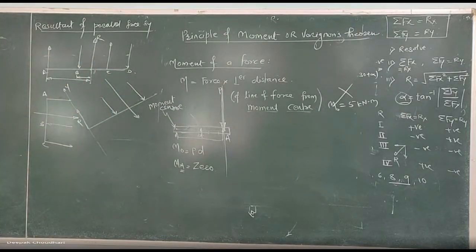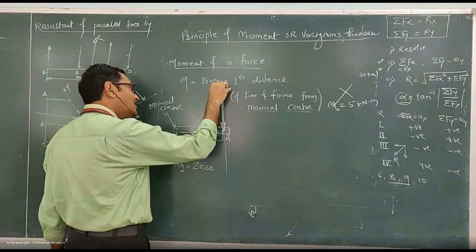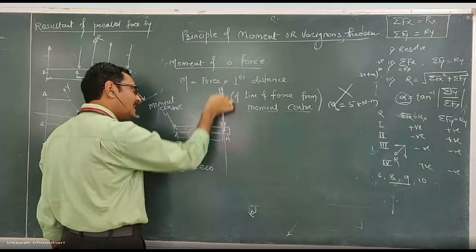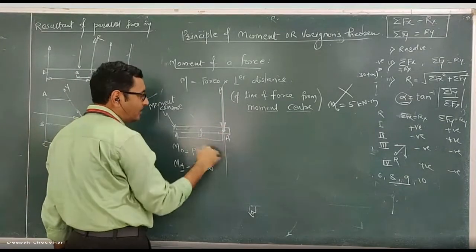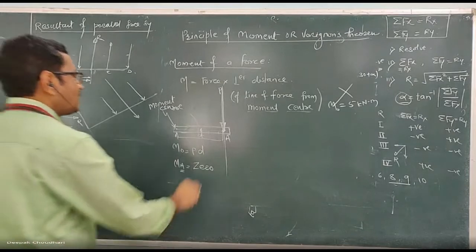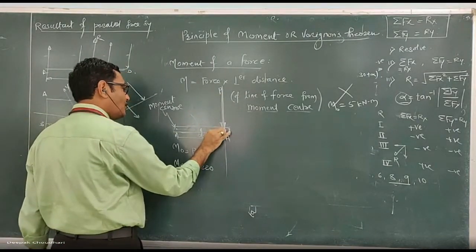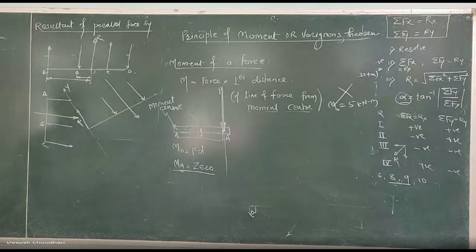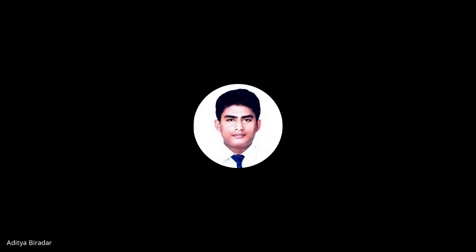Did you understand? From this we can conclude that whenever the line of action of the force passes through the moment center, or when the moment center lies on the line of action of the force, then the moment of that force about that point becomes zero. Understood? Any doubt? Did you understand the concept of moment? Yes, sir. Okay.